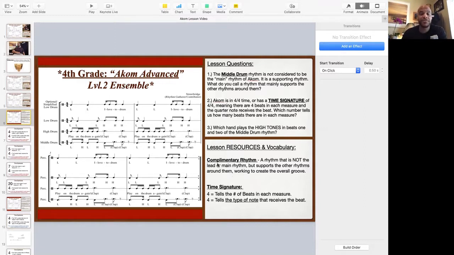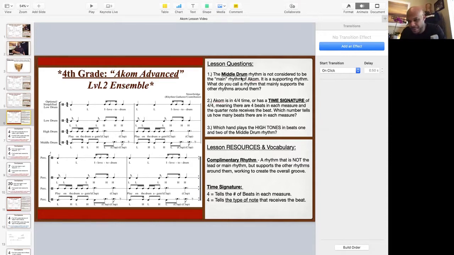We call supporting rhythms complementary rhythms. What does that mean? Look down here at our lesson resources. A complementary rhythm is a rhythm that is not the lead or main rhythm, but supports the other rhythms around them, creating the overall groove. Without the middle drum rhythm, the groove just doesn't feel as full and as energetic and motivating. Can you play Akom without rhythm number 3? Yes. Does rhythm number 3 or the middle drum part make it better? Absolutely. So we call it a complementary rhythm. Everybody say complementary rhythm. By the way, that might be the answer to some of these questions.